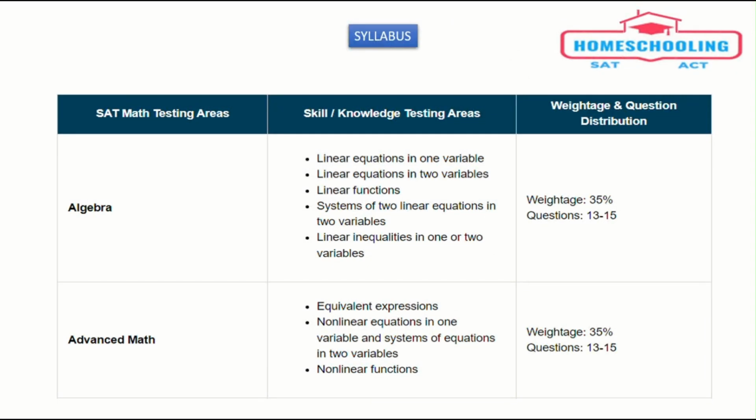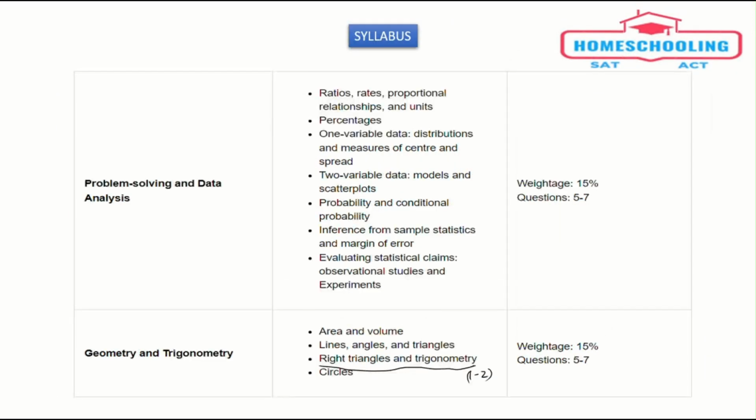So this is your syllabus here, and as we can see, this is geometry and trigonometry, and we have a chapter named right triangles and trigonometry. Here, most of the time we get only one question. Very rarely two questions have been asked from this chapter, but most of the time only one question has been asked from this chapter. Now moving to the basics.